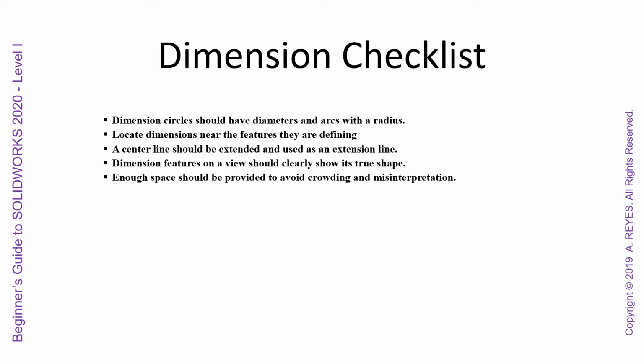Dimension features on a view should clearly show its true shape. So you don't want to dimension something that's not on the view that you're actually looking at. Right, so we looked at angled features, right? So if you're looking at a foreshortened view of it, you don't want to dimension that view. You don't want to dimension the side view of it so somebody can see the true dimension of what they're looking at. And enough space should be provided to avoid crowding and misinterpretation.